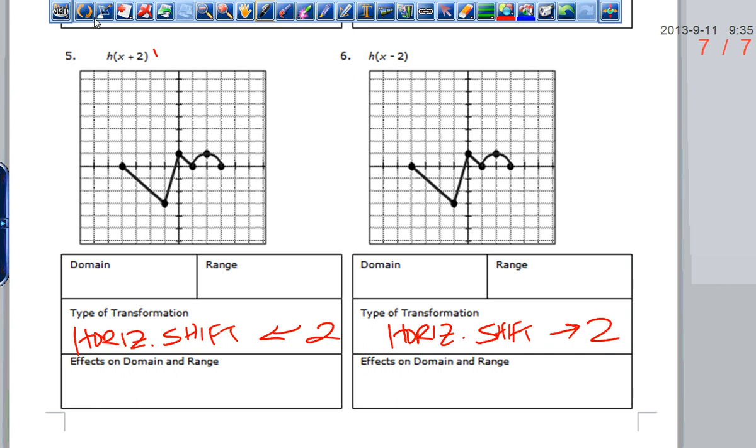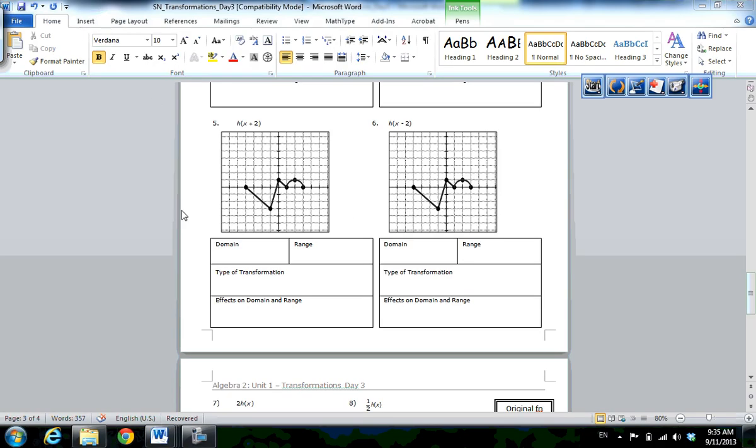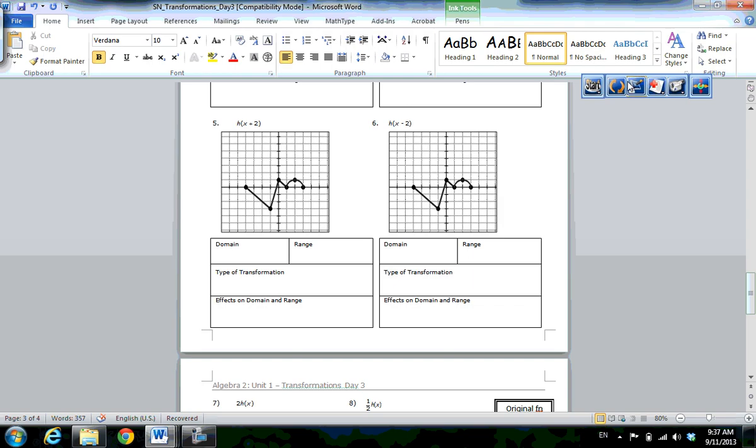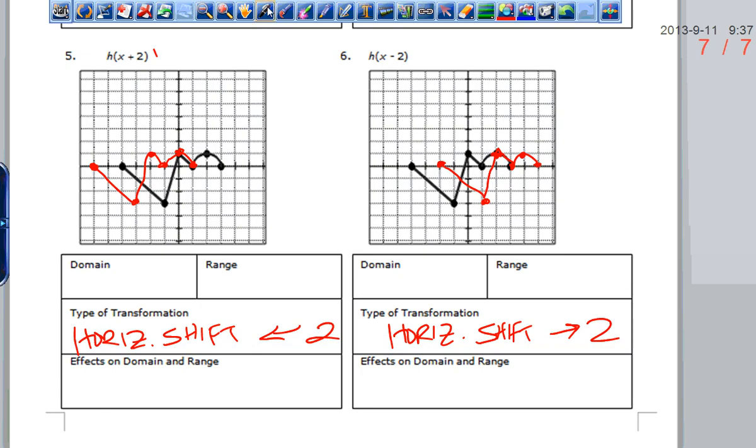Okay, you pick 5 or 6. You got a minute and a half. Okay, we got either graph there. Our domain, the x values are going to either go to the left 2 for this one or to the right 2 on that one.